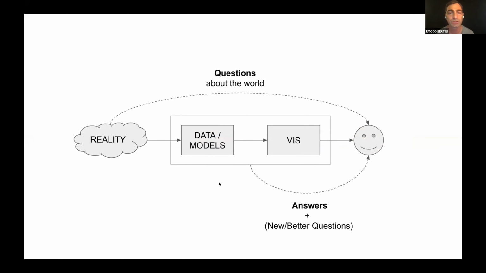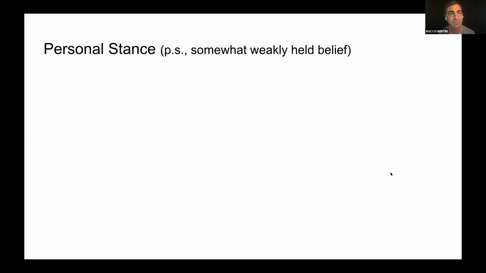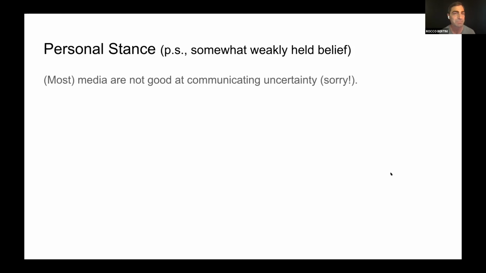So going back to the model that I presented at the beginning, right? I think ideally we would like to have more certainty here, but what do we want here? Do we want people to be more certain or more uncertain about things? So when I was thinking about this problem, I came up with this personal stance, a few things that I think are somewhat true, and I would be happy to get some pushback on what I'm presenting here. So I think that most media are not very good at communicating uncertainty.